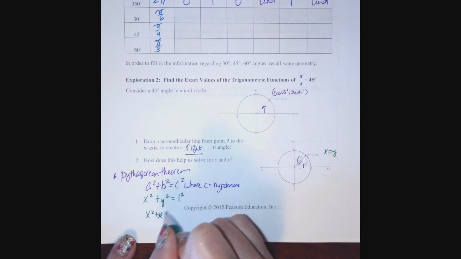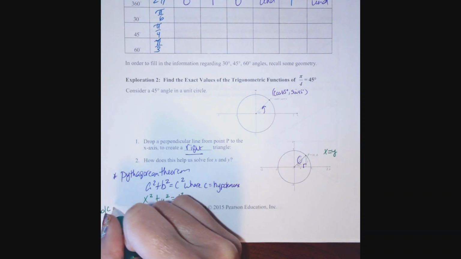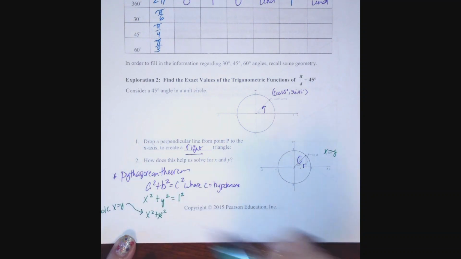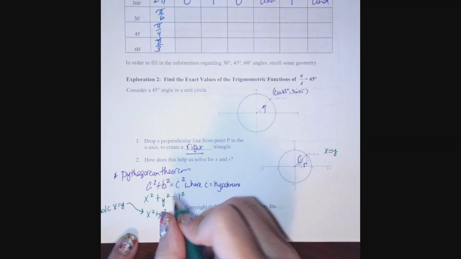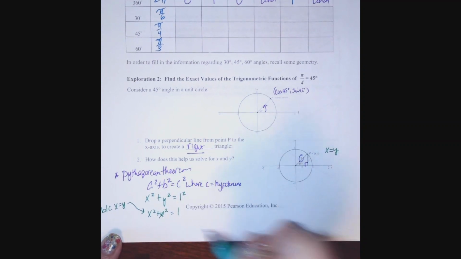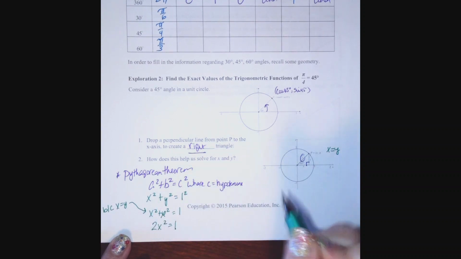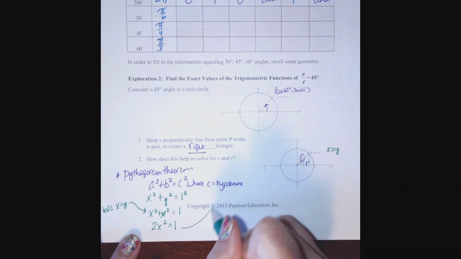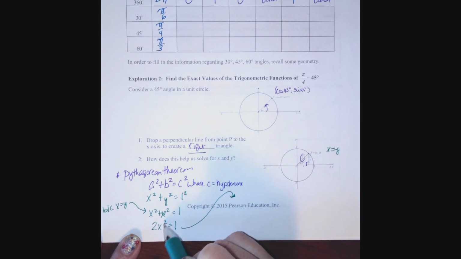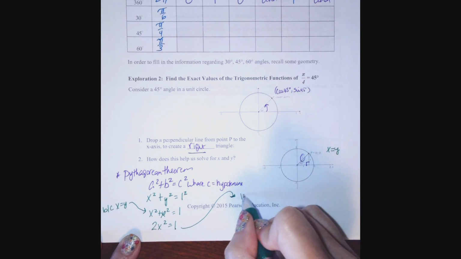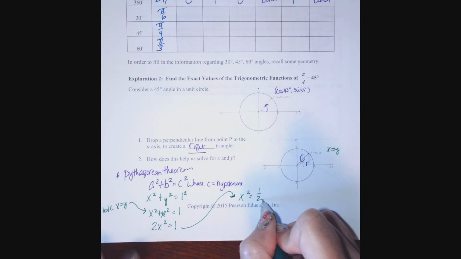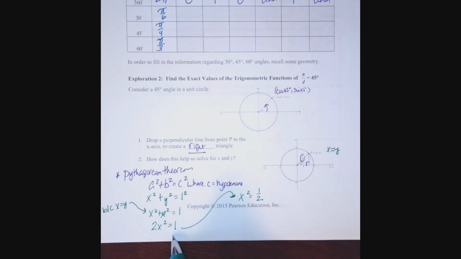I can use substitution because x is equal to y. I can substitute in and say this x squared plus y squared would be the same thing as x squared plus x squared, and 1 squared is just 1. Well, x squared plus x squared is 2x squared. And then I've run out of room here, so I'm going to have to come up here where I have some more room. 2x squared equals 1 is the same thing as x squared equals 1/2 if I divide both sides by 2. And then I need to solve for x by taking the square root of both sides.